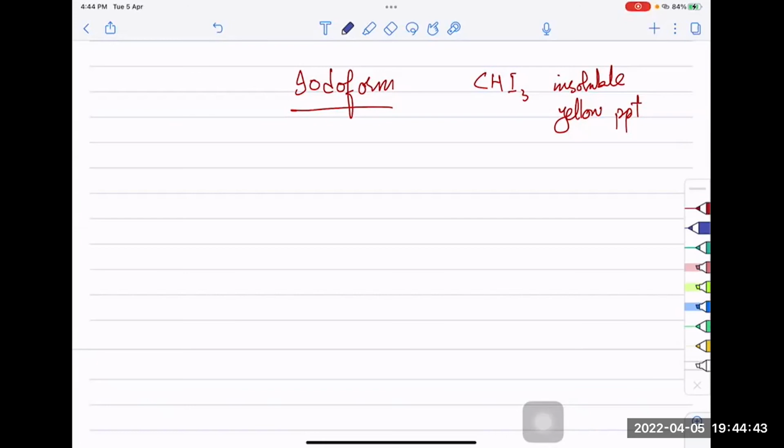Every time you have carbonyl with a methyl, it's a very specific test. Every time you have a carbonyl with the methyl, this reaction works. Which means it can work for ethanol, it can work for propan-2-one or any other compound like that. If there was CH2, CH3 here, it would work too.